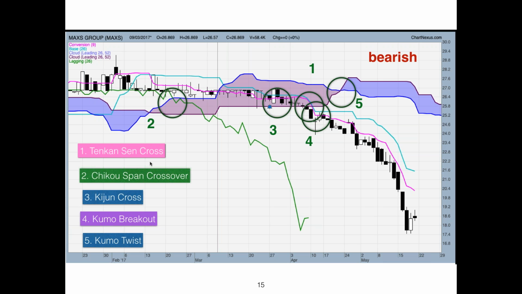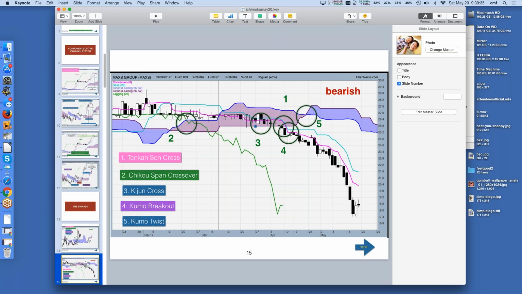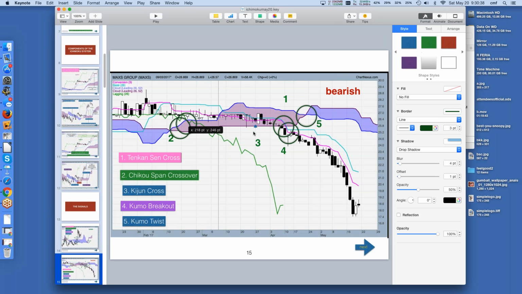Now here's the chart for MAX. Again, we find all the 5 signals agreeing on the bearishness of MAX. What are these signals? You have the Tenkan-sen cross at number 1. You have the Chikou span crossover at number 2. Third, we have the Kijun cross, where price broke below the Kijun-sen. I'd like to correct this. 3 should be here.